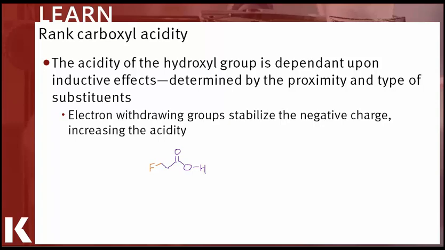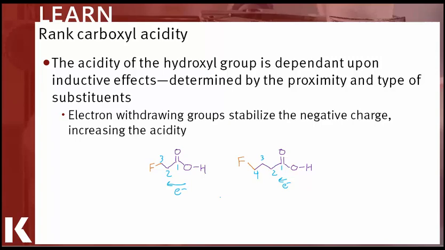Another factor to consider is the proximity between those electron withdrawing groups and that hydroxyl hydrogen. Here there's 1, 2, 3 carbons between the fluorine and the hydroxyl hydrogen. And if you compare that to having 1, 2, 3, 4 carbons between the hydroxyl hydrogen and the fluorine, there's going to be a difference between the influence the fluorine has on that hydroxyl hydrogen. If the fluorine is farther away, it's not going to pull electrons as hard than if it's closer, as it is on the one on the left.